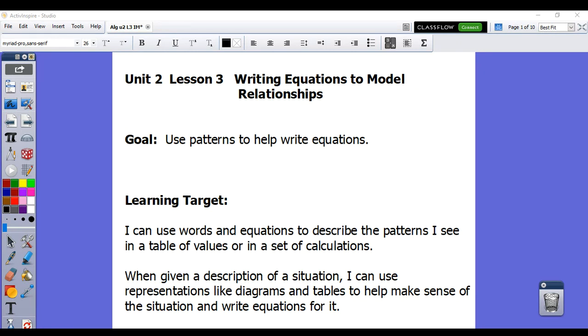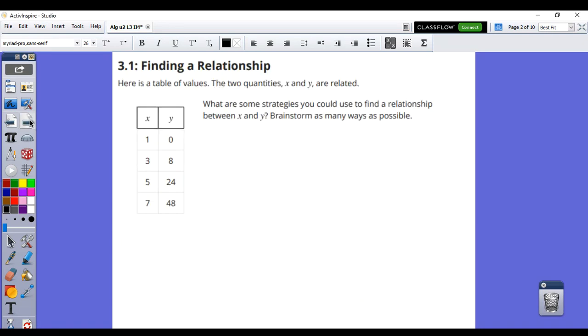So when given a description of a situation, use a representation like a diagram or a table to help make sense of it and then be able to write the equation of it. Sometimes we have to write some things down, make a table or whatever, before we can get into the equation. So the first activity today, 3.1, is called finding a relationship.